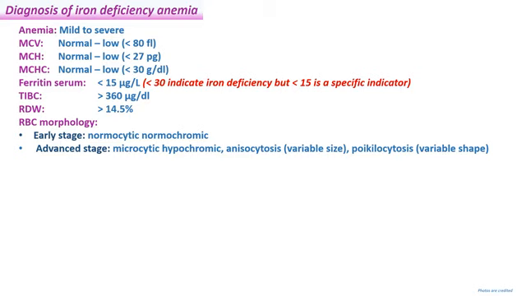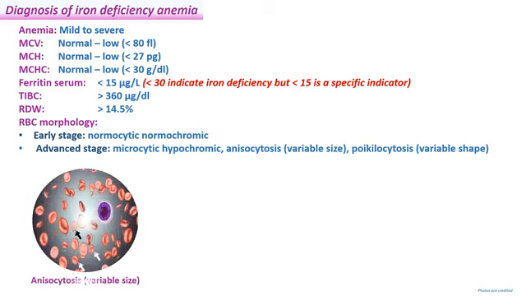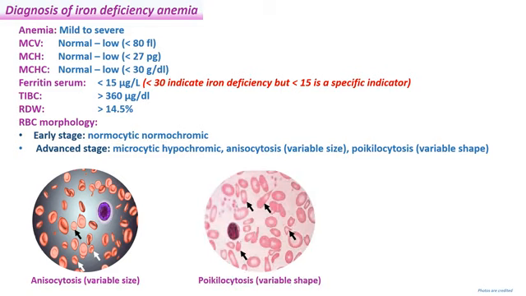Red cell distribution width more than 14.5%. Regarding RBC morphology, in the early stage of iron deficiency, it is normocytic normochromic. But in the advanced stage, it is microcytic hypochromic RBC with anisocytosis, that is variable size, and poikilocytosis, that is variable shape. Here is the picture of anisocytosis, variable sizes of RBC, and poikilocytosis, variable shape of RBC.